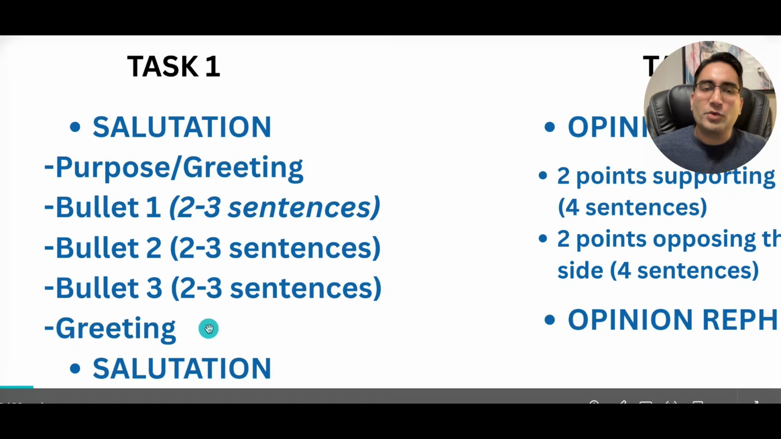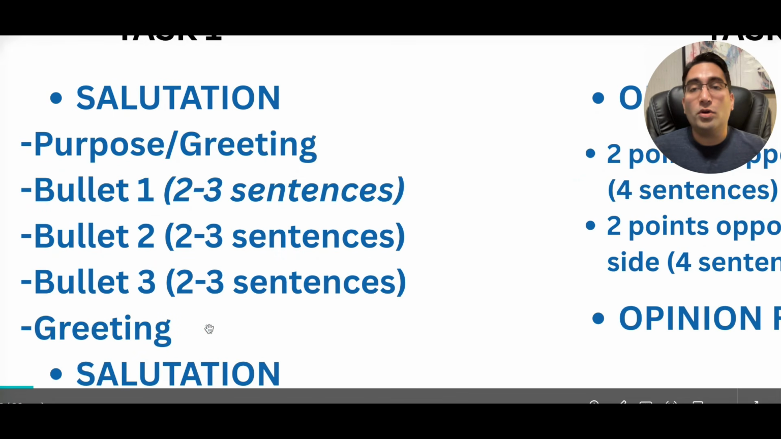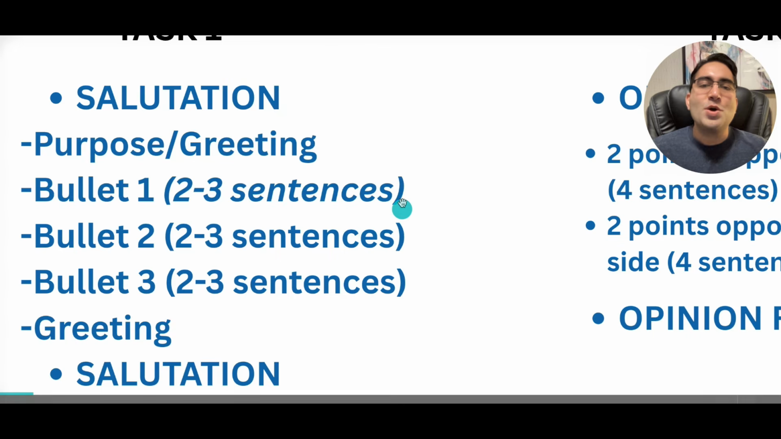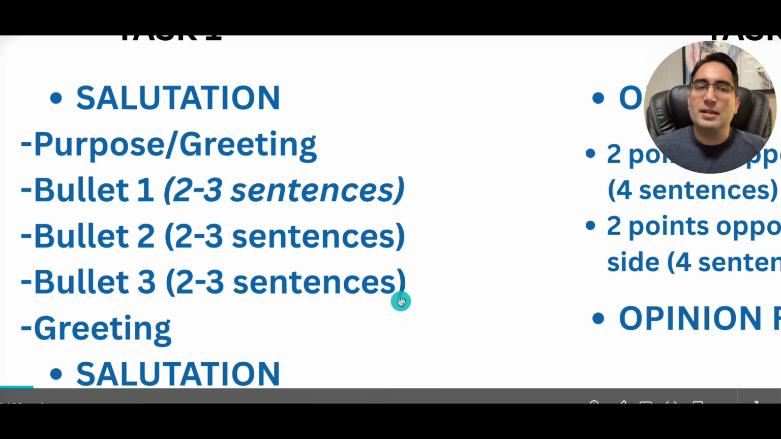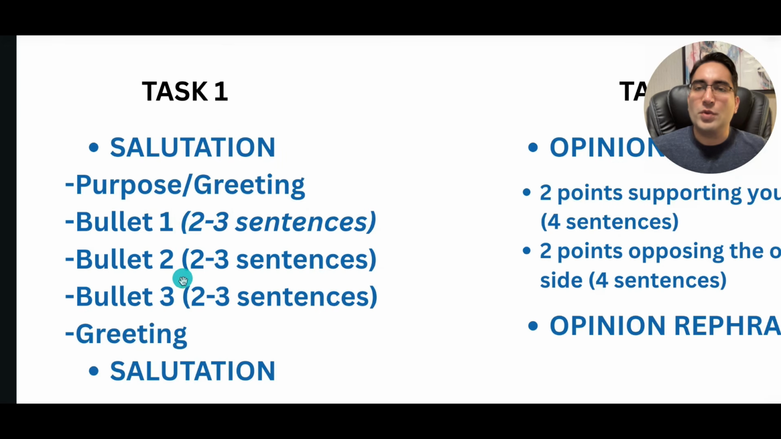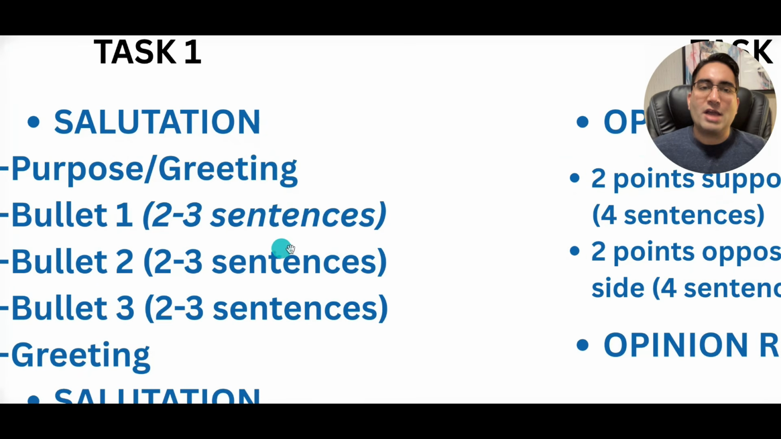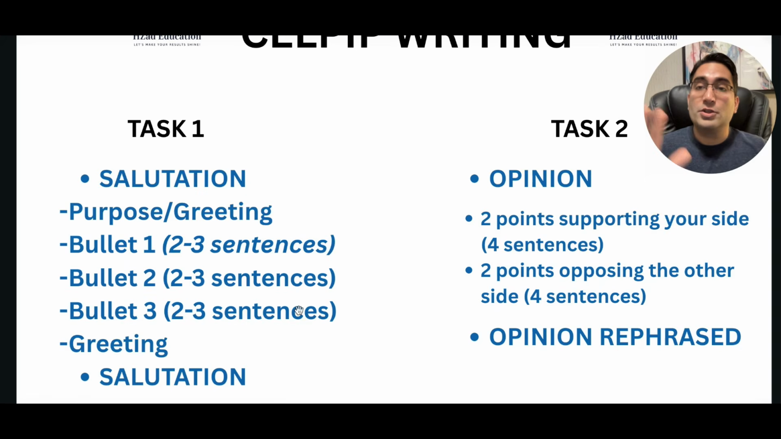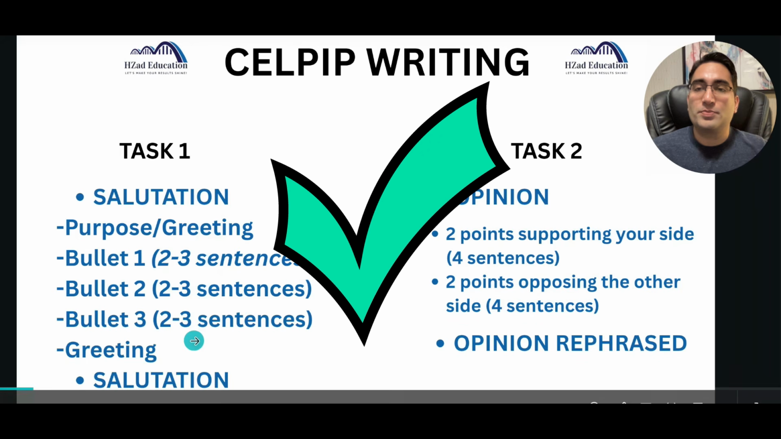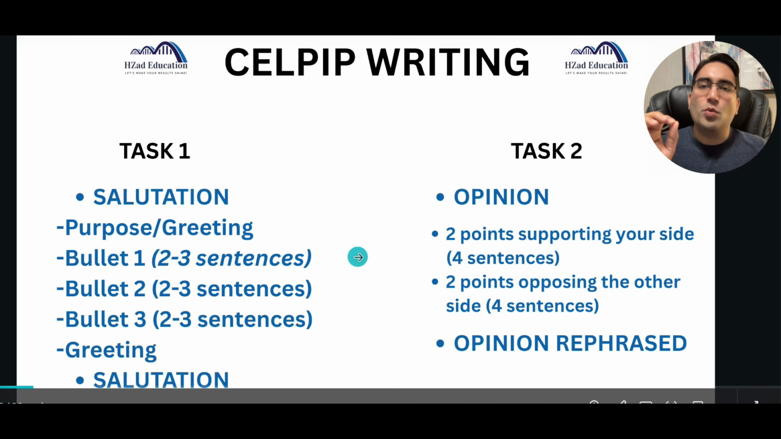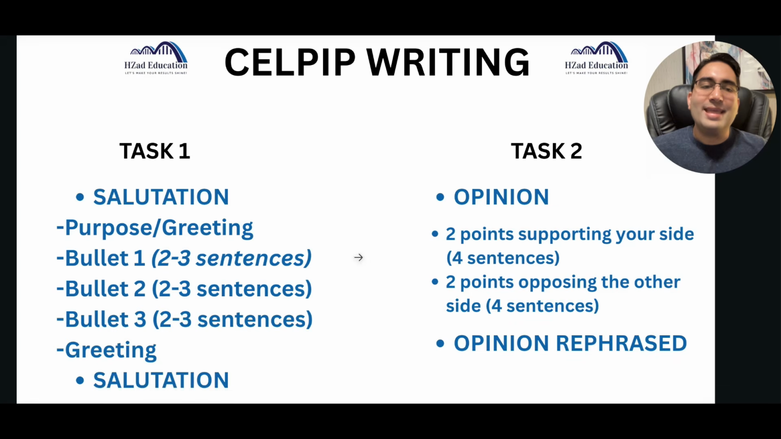The 5th paragraph is the greeting, informal or formal depending on the context, while the 3 paragraphs in the middle are bullet points 1, 2, and 3 in that sequence. Only cover 1 bullet point per paragraph. For each paragraph, you want to have 2 to 3 sentences only. This ensures your word limit is satisfied. This also ensures your task response is appropriate since you have 1 bullet point per paragraph, and this ensures you have the perfect structure.